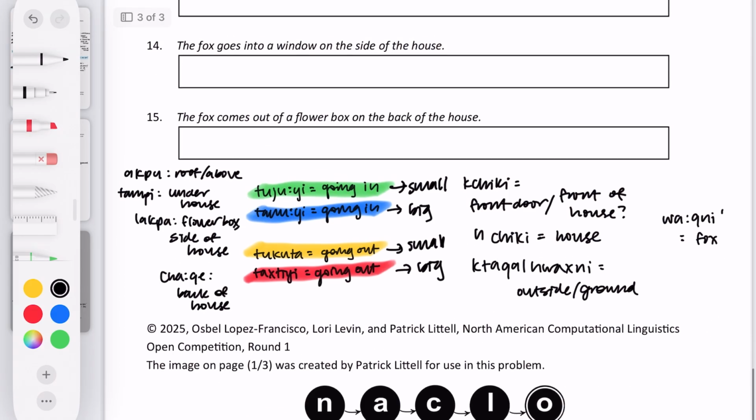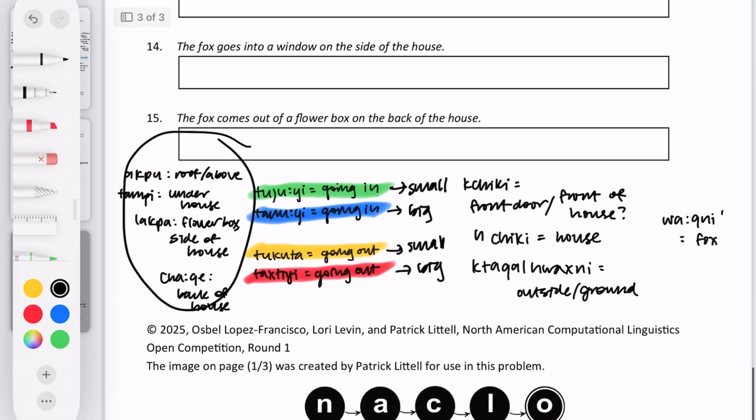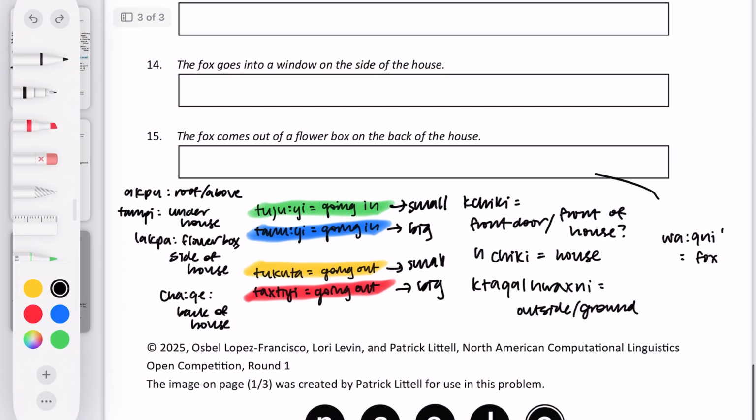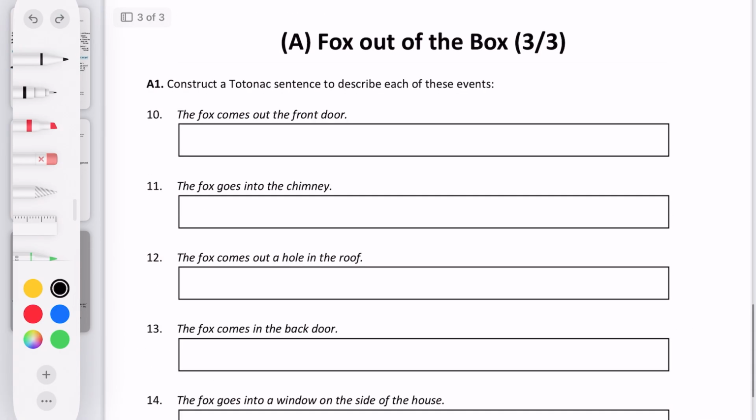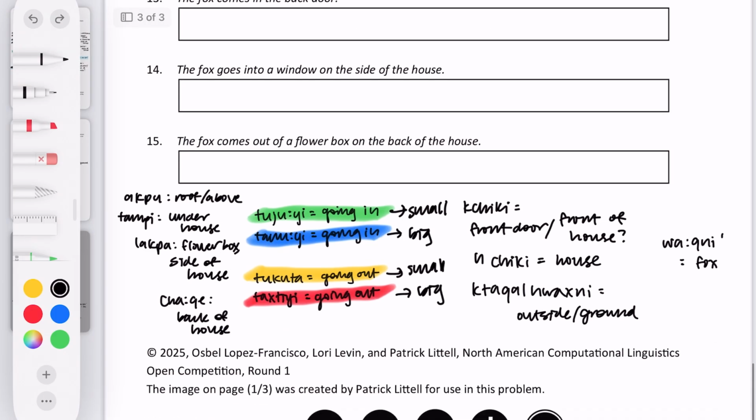For these, we're not really going to be needing any of these because, remember, if the fox is going into the front door, or somewhere related to the front, we're going to be using kichiki instead of one of these more specific ones. And then if we want to find our verb, we are going to be going out of a bigger space because he's coming out of a big enclosed area. So that's going to point us to text T because he's coming out of a big area. So we're going to be using this. And then finally, we're going to need wakni.